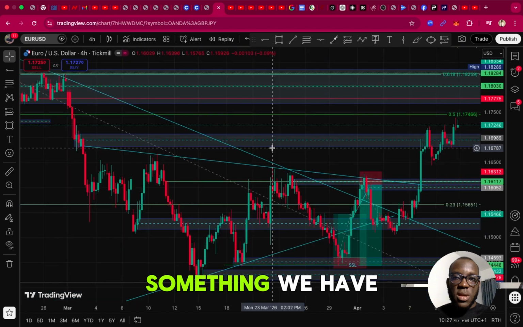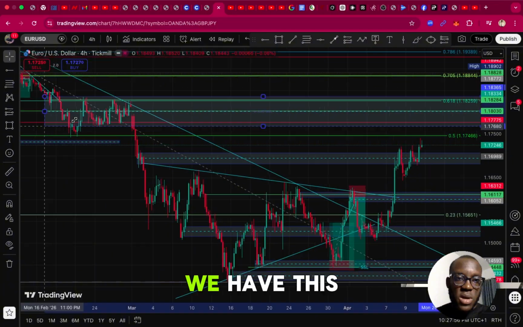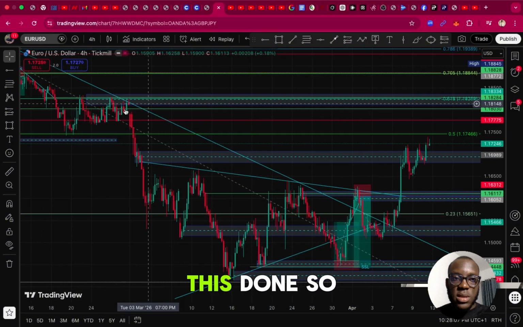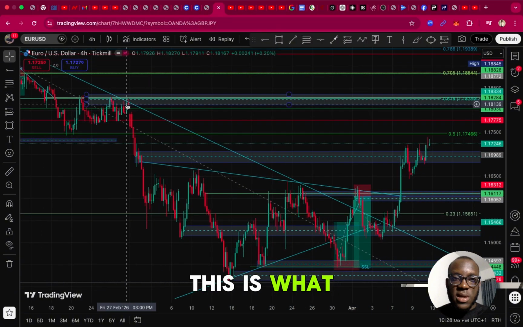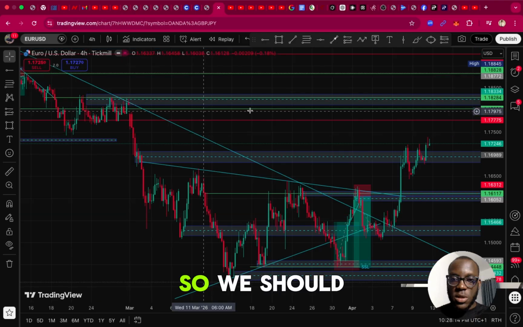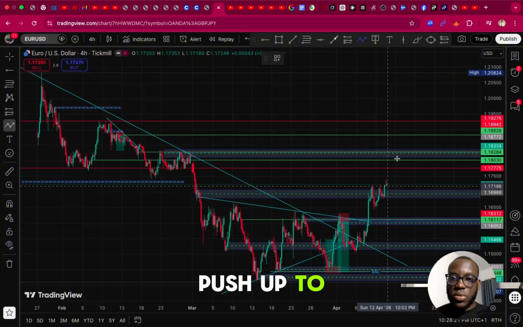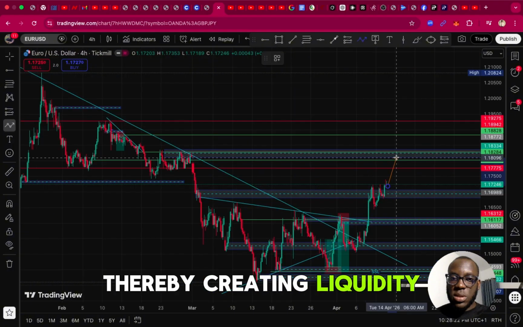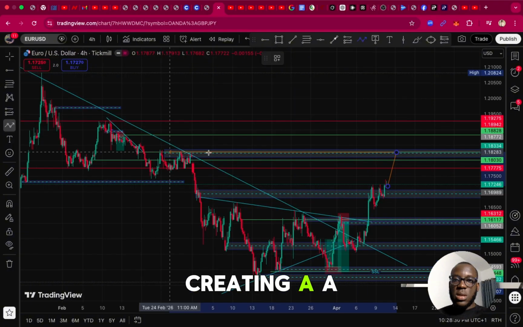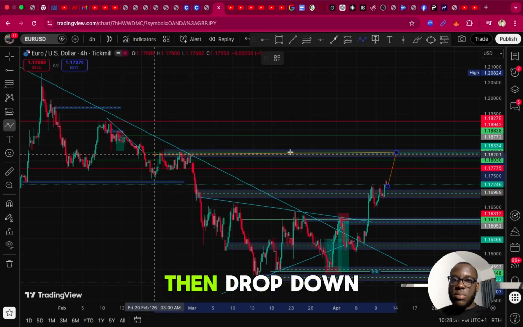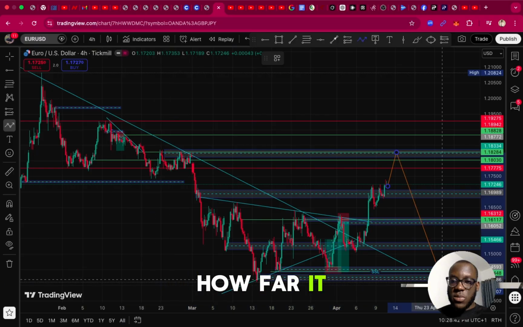So now we have something here. We have this gap, right? So this is what we should be expecting. We should be expecting the market to push up to this point, thereby creating liquidity, creating a buy side liquidity, then drop down, taking out this. I don't know how far it will go, but top here before going on.